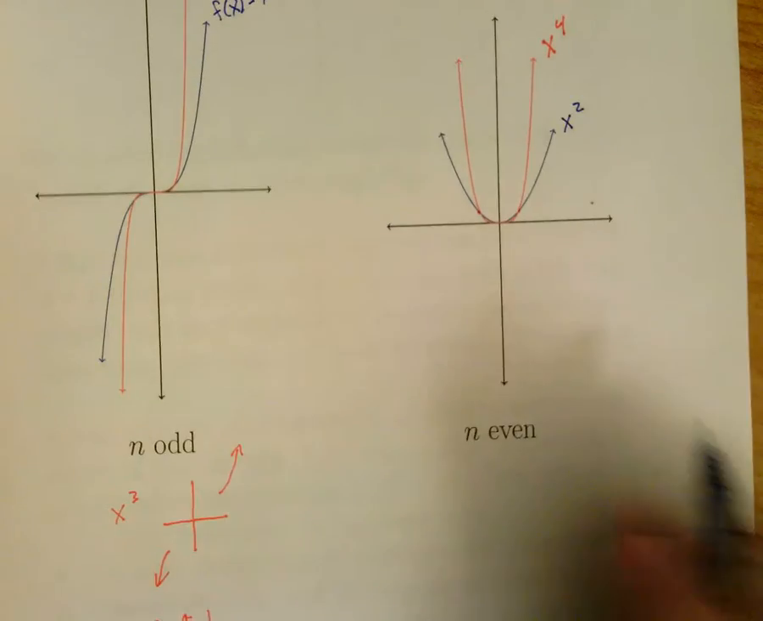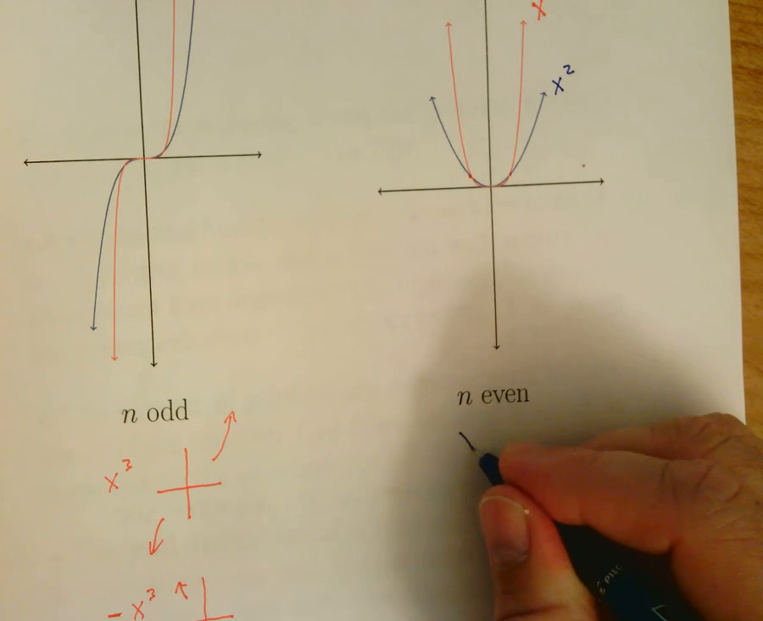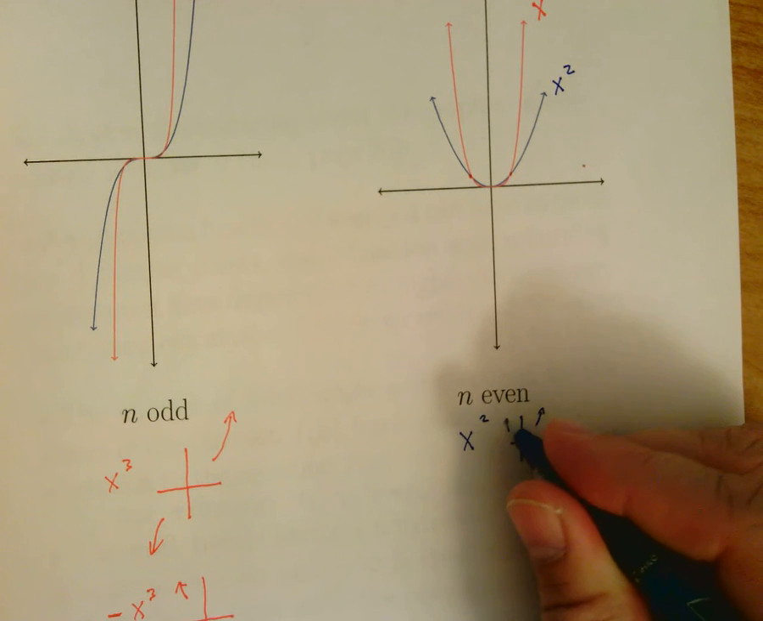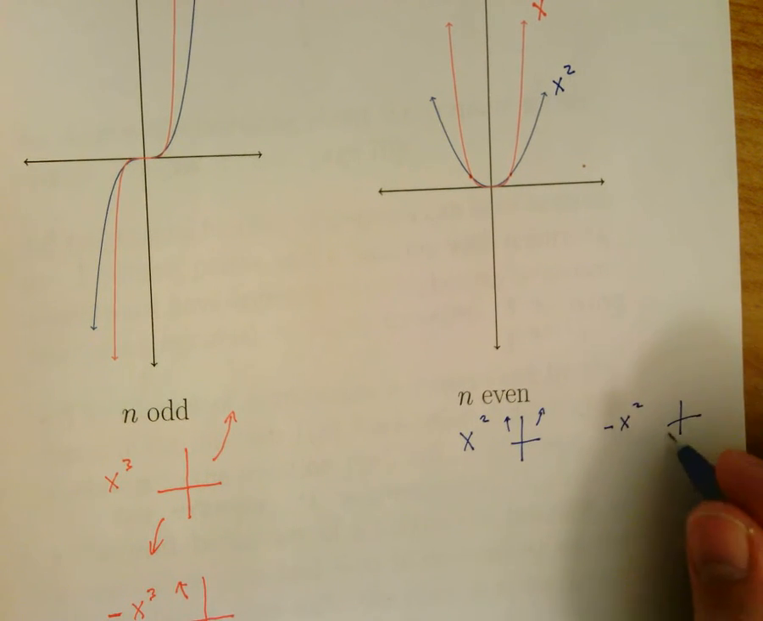Now, when it's even, same sort of idea. You can have, like, x squared, for example, which will have endpoints that look like this. And if it's negative x squared, it just flips it upside down.